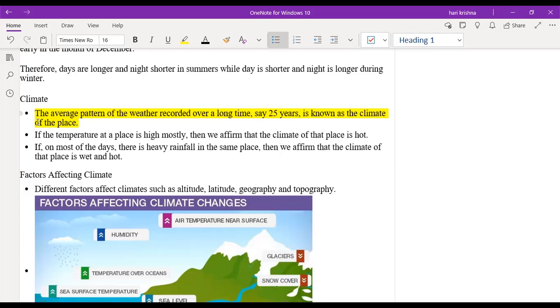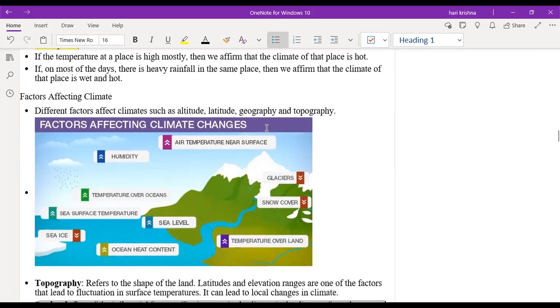That and all you'll study in the environmental chapter, don't worry. But do you understand the definition of climate? Yes, sir. Climate is a long period of time. Is it clear or not? Yes, sir.